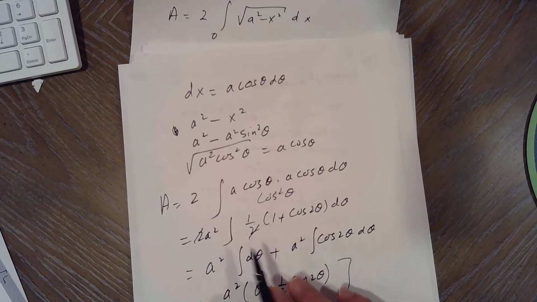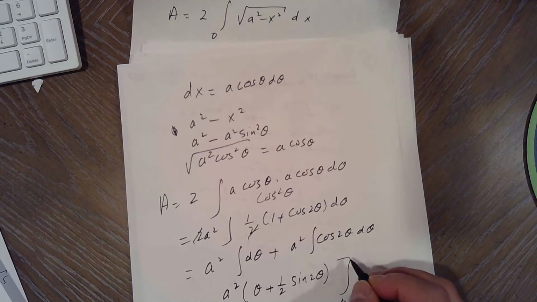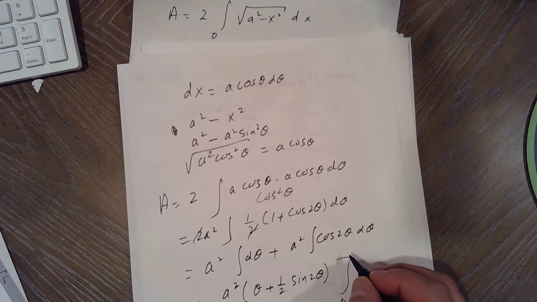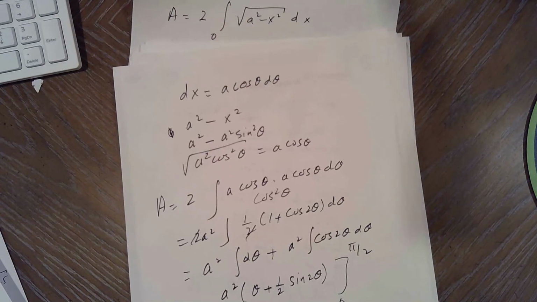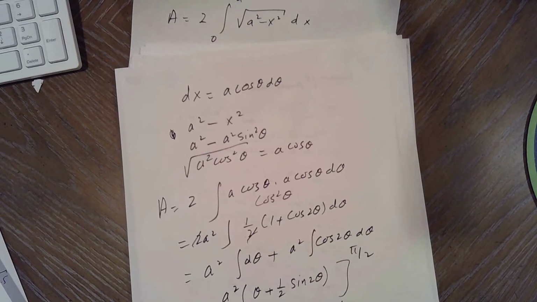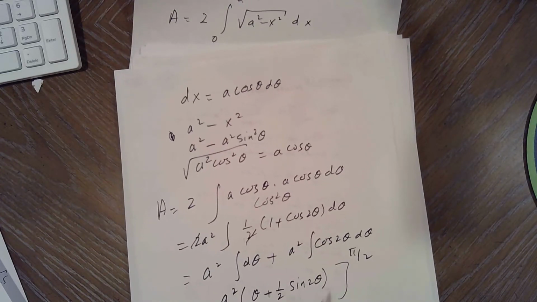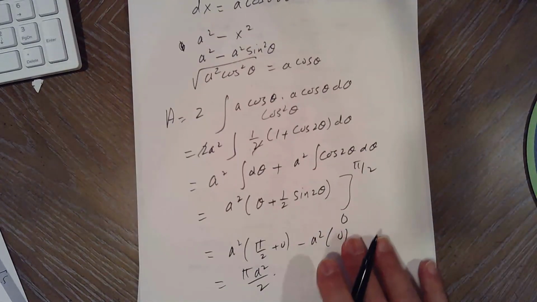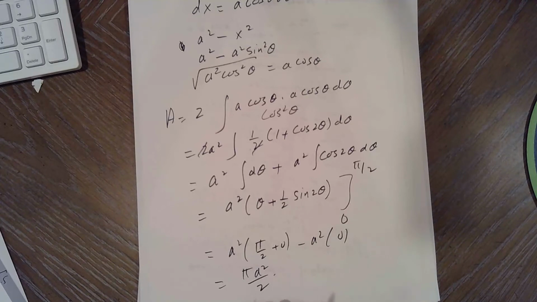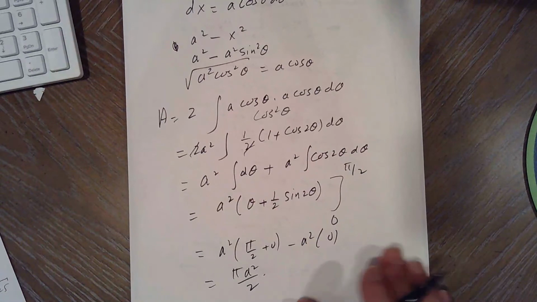So if we want to put the limits, when x is 0, theta is 0; when x is a, theta is pi over 2. So we get a squared pi over 2 plus 0 minus a squared and 0. So pi a squared over 2, which is exactly what we have, the area of half a circle.